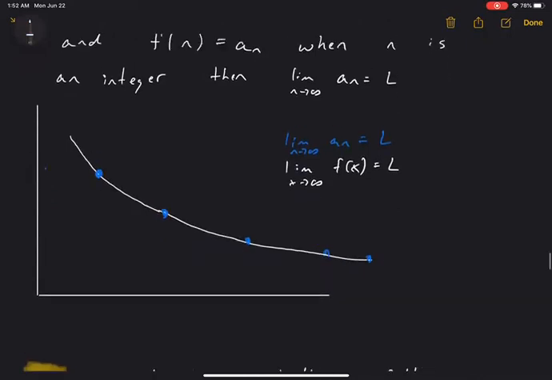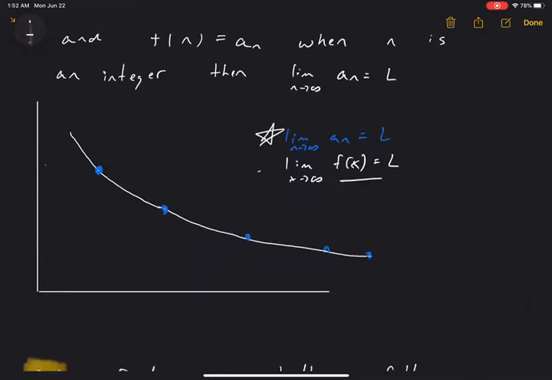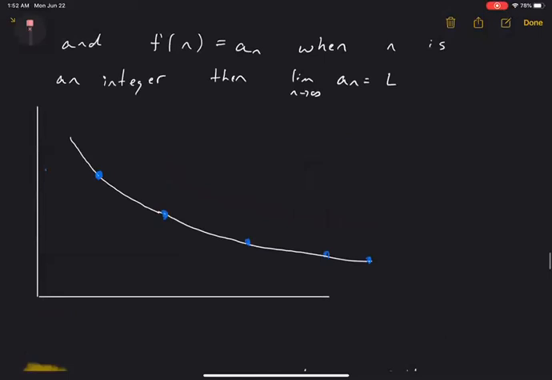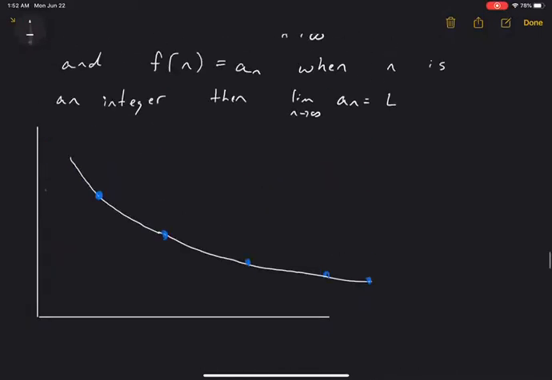Maybe it's hard to figure out what this limit is, but if I know this function exists and I can figure out what its limit is, well, then these are the same. So I figure this out by figuring out the limit of my function. So that's the idea. If you have a sequence, what function is lying right on top of those points? Well, it's usually really easy to figure out. Basically what you do is you just replace n's by x's. Okay, so let's see an example.